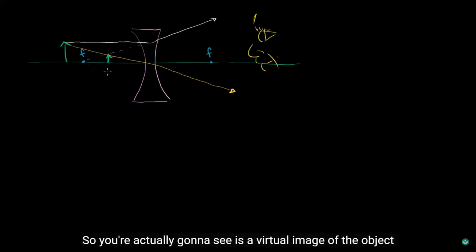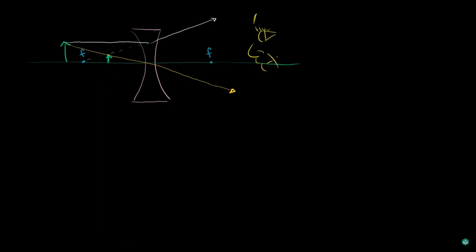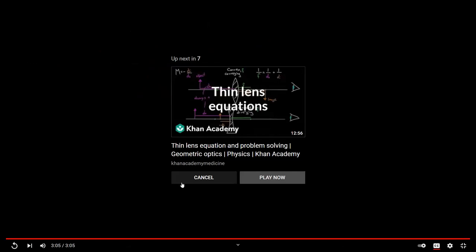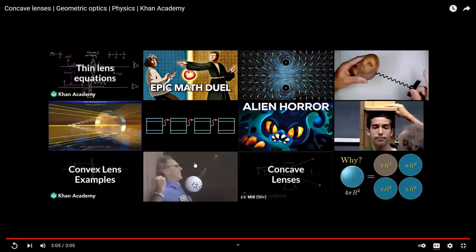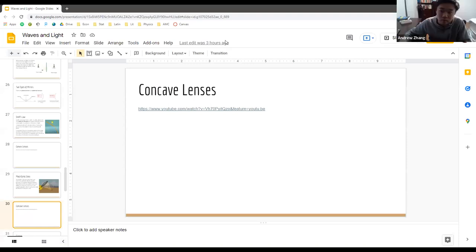So what you're actually going to see is a virtual image of the object that is not inverted, and it's going to be smaller. It's going to look like it's closer to the lens than it really is. Anyway, that's all there really is to know. I mean, there's a lot you can know about anything, but that's the general gist of a concave lens. All right, hopefully that made sense.